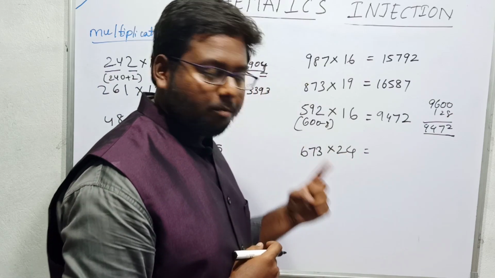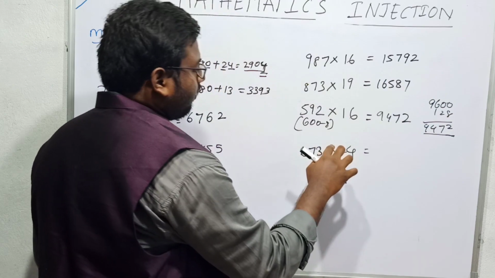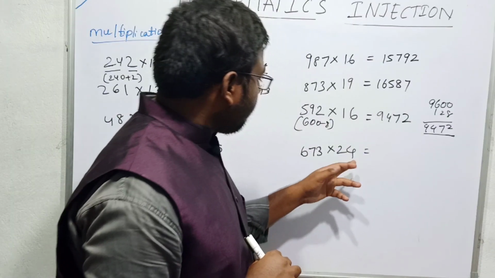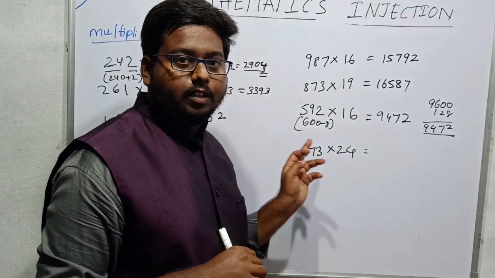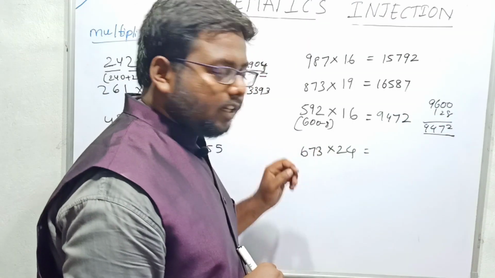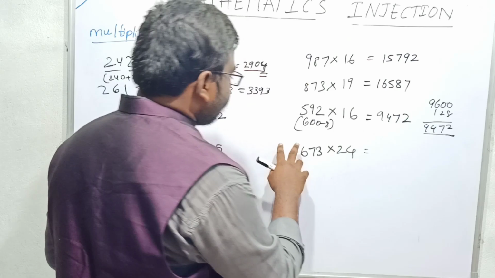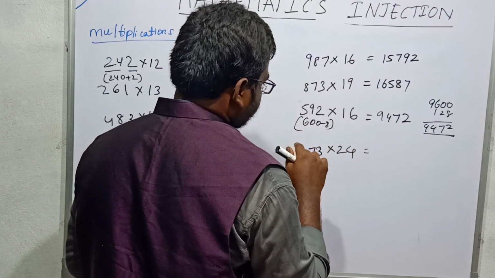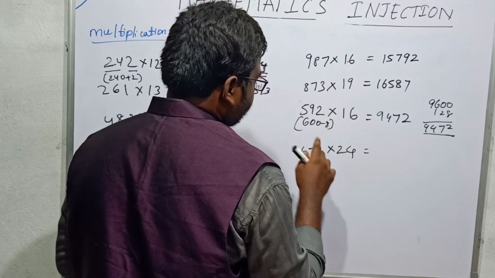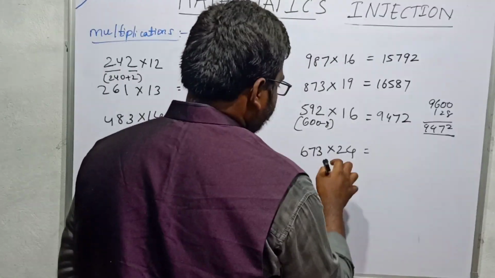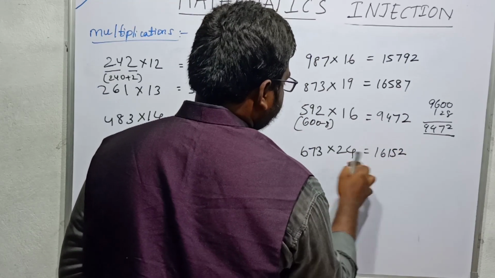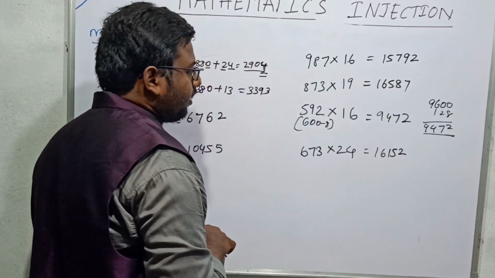144 should be in our mind. And 24 into 7, 140 plus 28, 168. 168 should be in our mind. So now I got 24 into 6 is 144, 24 into 7 is 168. So 144 plus 16 will be 160 and 8, 1608. 1608 plus 7, 1615. Beside it, 2, because 24 into 3 is 72.